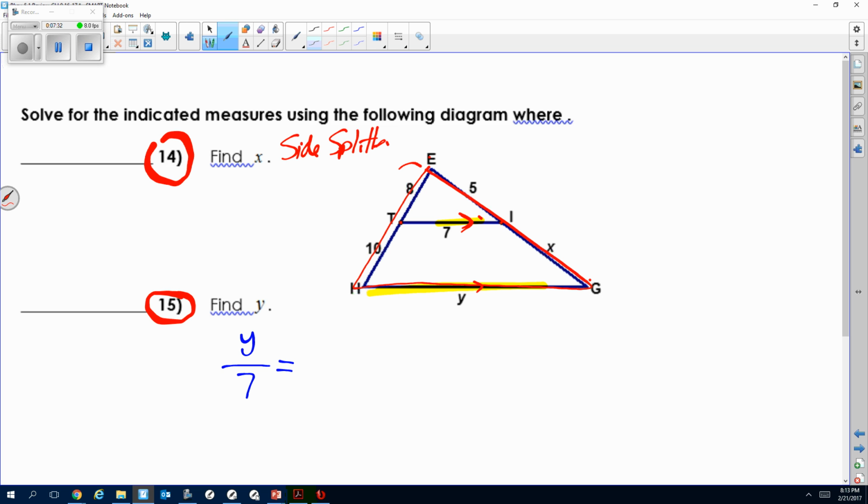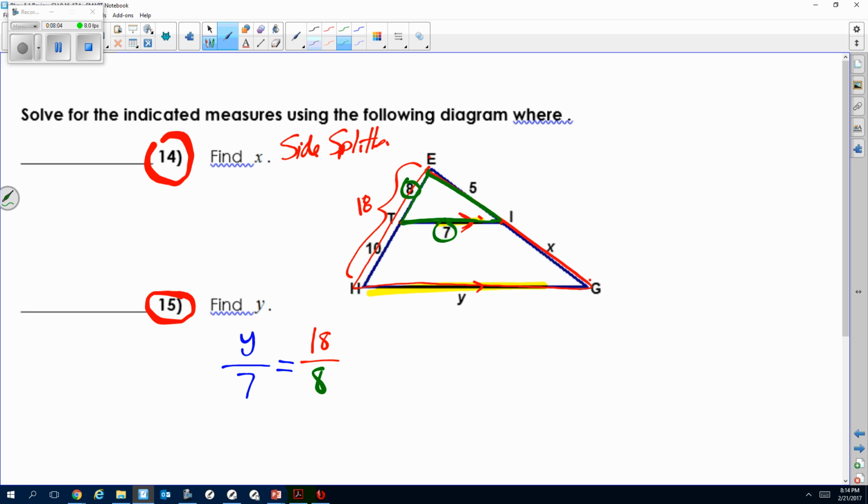So that means to get to this side length, I have to add the parts. So 18 and y are in the same triangle. So that would be 18 over. Now, my 7 is in this triangle here, ETI. And see, 7 and 8 are in the same triangle. So y is to 7 as 18 is to 8. Now we have our parts to use for our proportion.